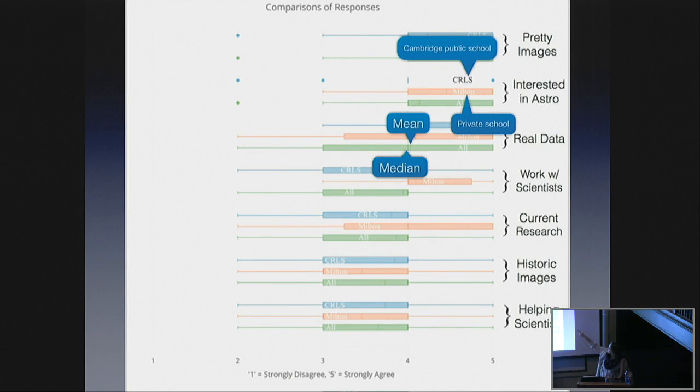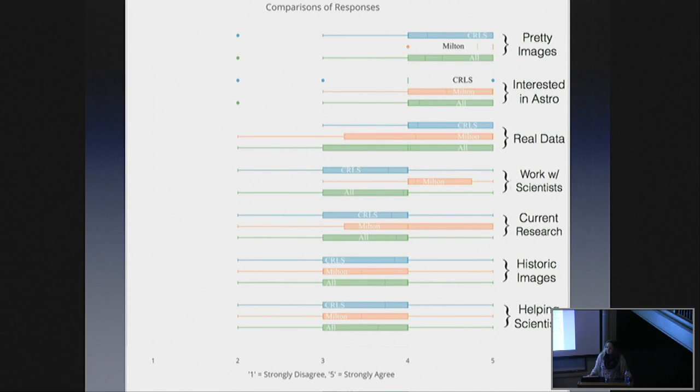You'll see a dotted line on the box. That's the mean. The median is in a solid line. Milton is the orange, and that's the private school I visited, and then CRLS is the public school, the Cambridge Rindge and Latin School, in the green, or in the blue, and then both responses are in the green. I've ordered it from most positive responses downward, so everybody likes the pretty scientific images. Most people were interested in astronomy and liked working with real data.